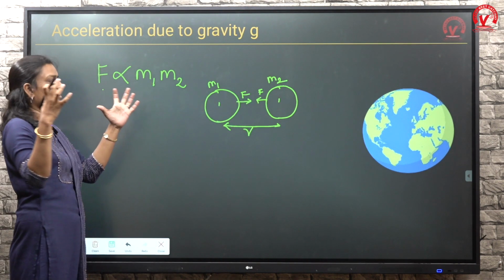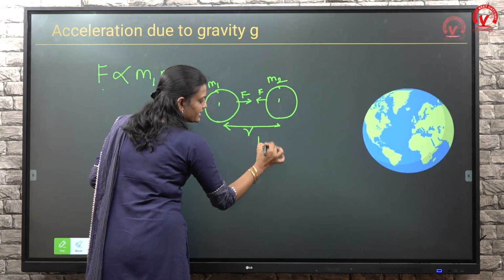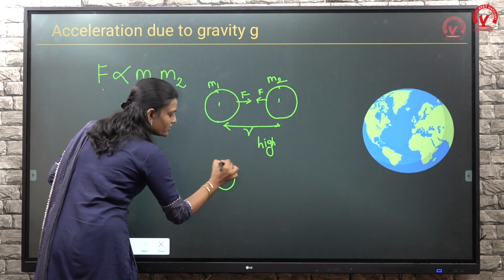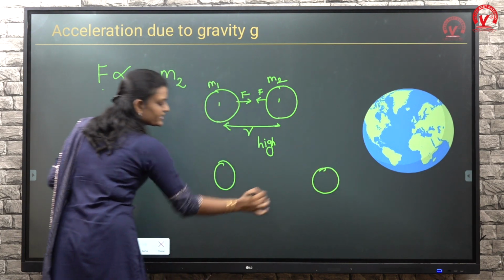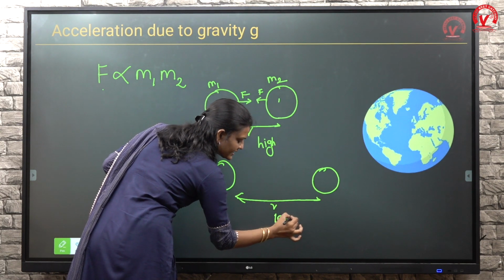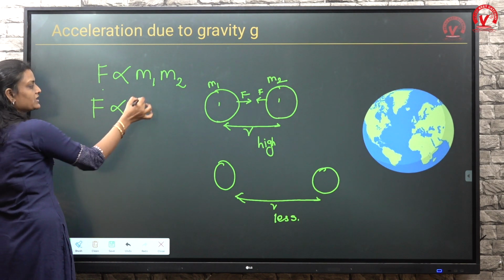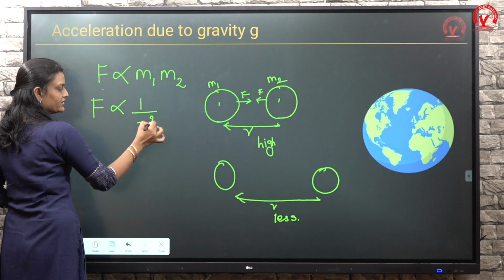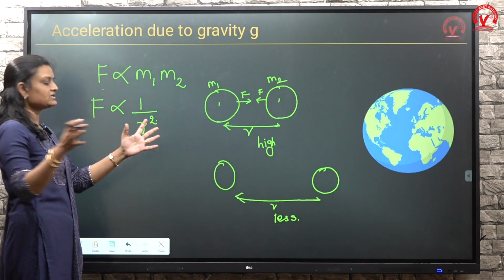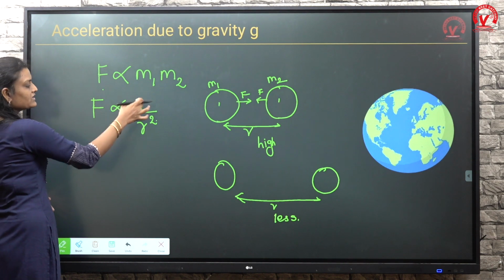If you take two objects nearer, the force of attraction between them is high. If I take the objects at a longer, farther distance, the force of attraction is less. So I am saying F is inversely proportional to 1 by r square. When we increase the distance r, the force of attraction is less, so it is inversely proportional.